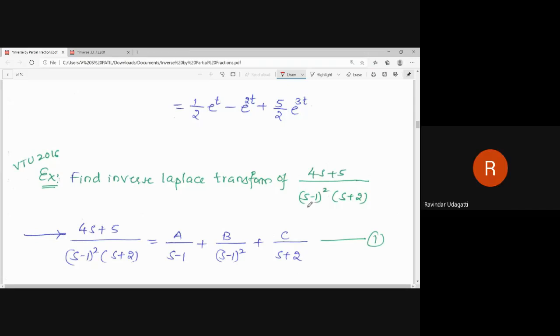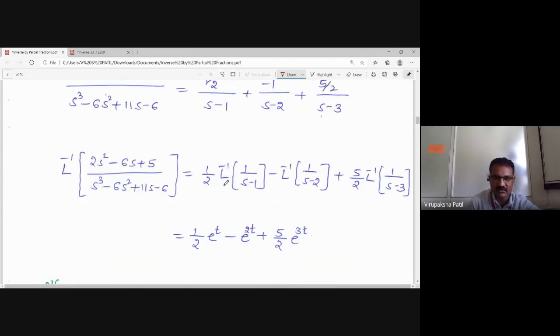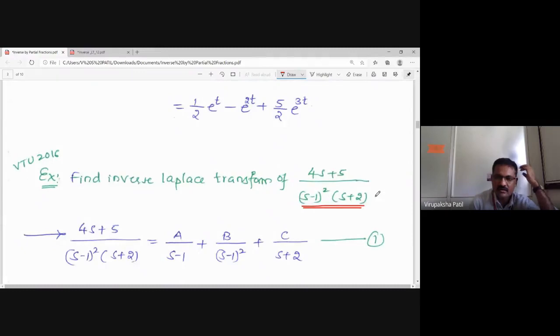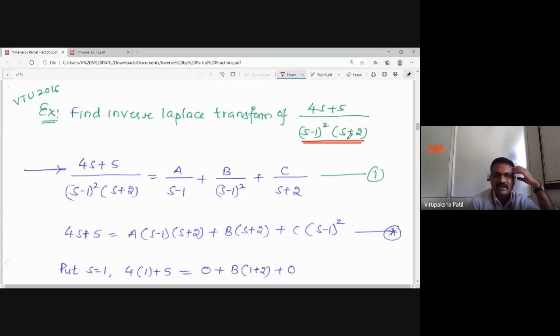Yes, sir. Now we'll try to solve this. See, already you concentrate on this. Already this is split in terms of factors. It is not like the first example. Already you are given the factors split there. The only thing you need to check is whether those factors are linear factors or repeated or non-repeated.